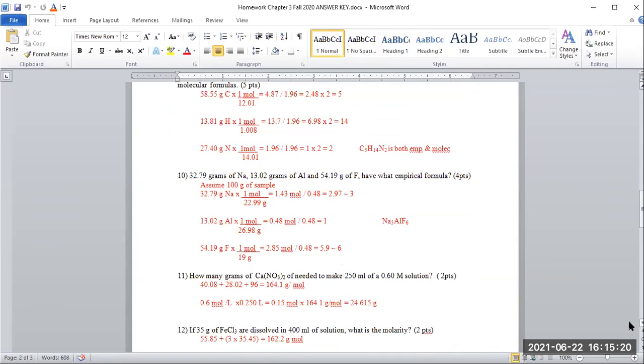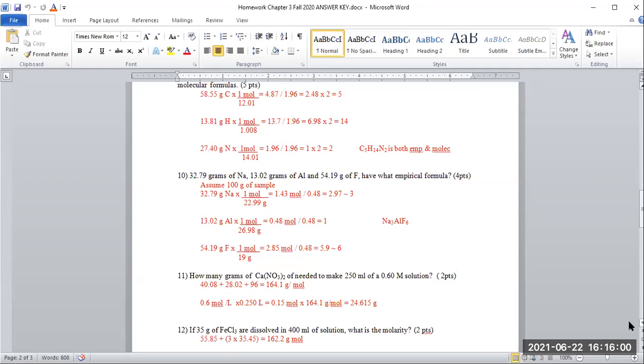The other one of similar profile here is one that starts out with grams. So I gave you 32.79 of sodium, a little over 13 of aluminum, and a little over 54 of fluorine. Again, look up your numbers from the periodic table. We've got 22.99, 26.98, and 19 for fluorine. When I do my division, I get 1.43, 0.48, and 2.85. Divide by the smallest one, your 0.48.